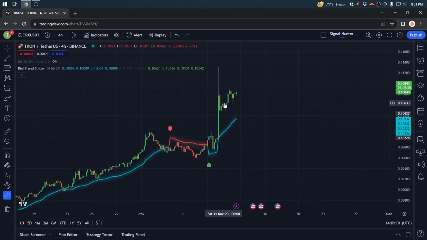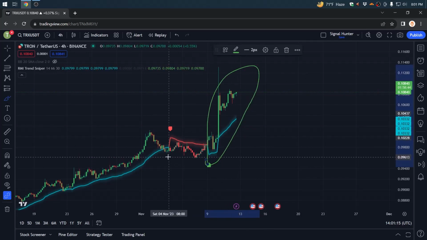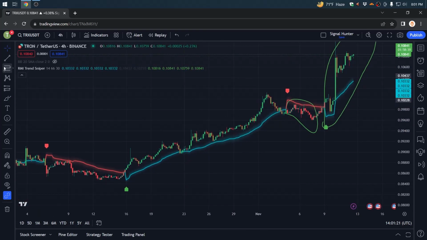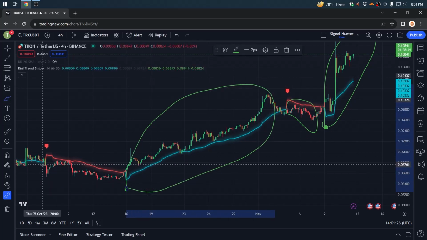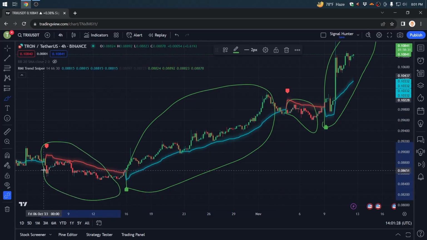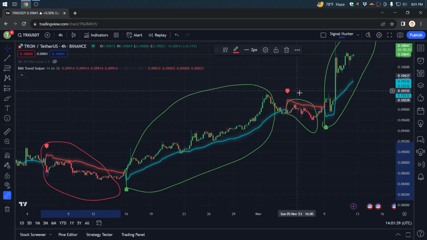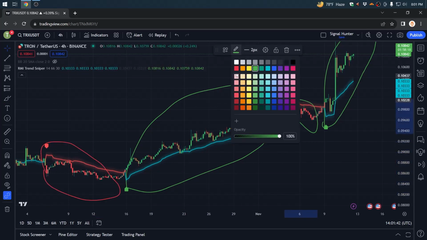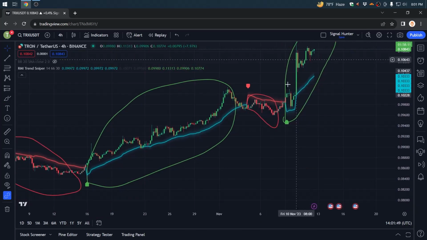At this time you should not take any sell position from the lower time frame. So I simply select the area as an uptrend area and this is a downtrend area. This one is also an uptrend area and this one is a downtrend area. For the downtrend areas I simply change the color to red to understand better. Okay, so we have successfully marked our trending areas.